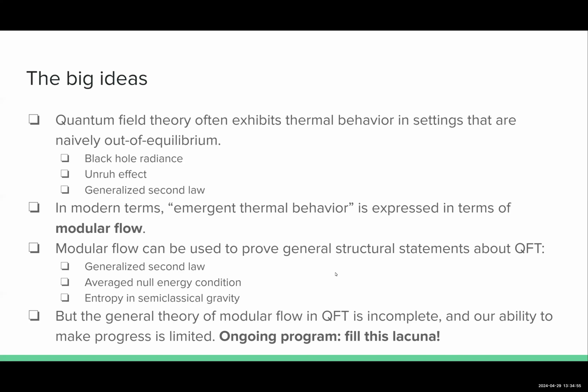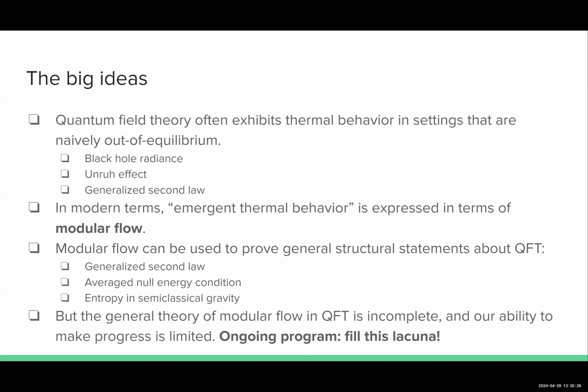Okay, so here's my summary, or at least one very big picture summary. If there's only one slide you take away, it should be this one. The thing that we're trying to understand is the empirical fact that quantum field theory often exhibits thermal behavior in settings that naively look out of equilibrium. Some famous examples that we'll talk about more throughout this talk are black hole radiance, the Unruh effect in Minkowski spacetime, or the generalized second law of black holes with semi-classical quantum matter.